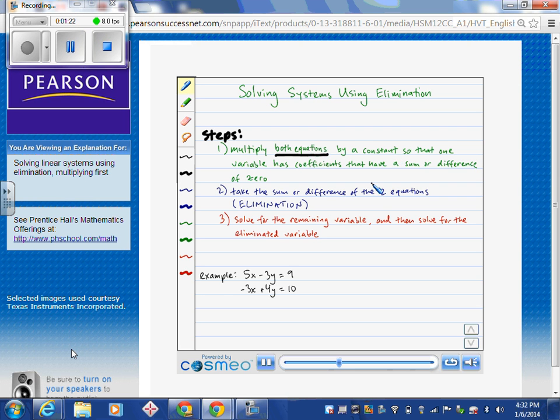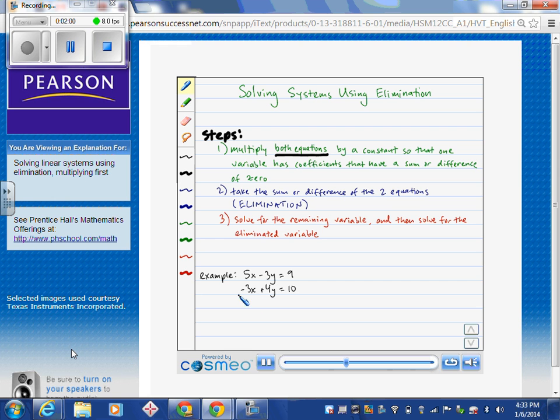a constant. Here we have 5x minus 3y is equal to 9, and negative 3x plus 4y is equal to 10. Now, we see that by multiplying either one of these equations separately by a constant will not result in us getting a variable with coefficients that add or subtract to 0, which means we're going to have to multiply both equations by separate constants. So let's take the x variable.